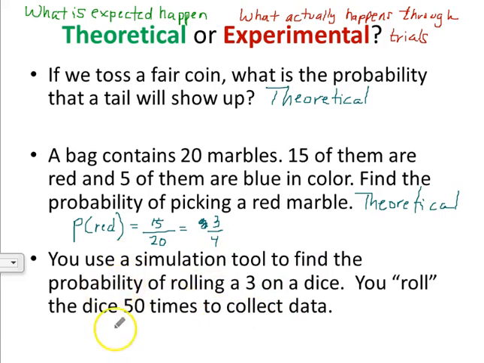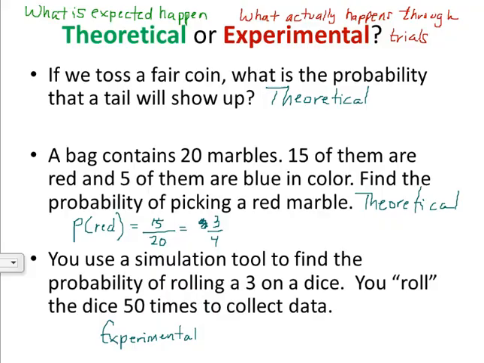The last one, you are using a simulation tool. So you're actually trying out different trials here to find the probability of rolling a 3 on a dice. You roll the dice 50 times to collect your data, and then your probability is going to be based on your data. So this one is actually going to be experimental, right? Because we're basing our probability on our collected data. We've actually done the experiment. We've experimented. So that's experimental, based on what actually happens through trials or simulations.